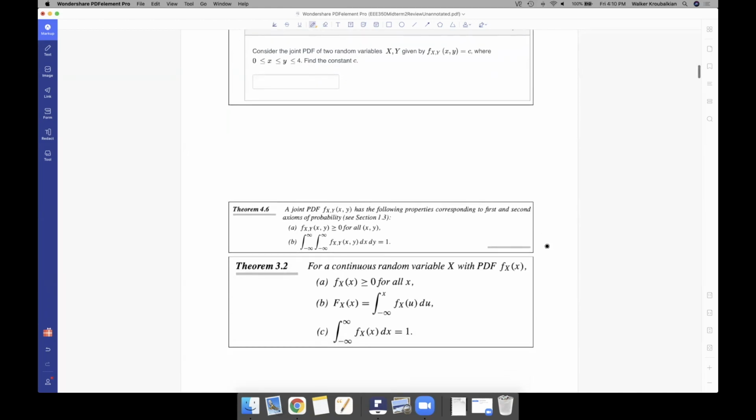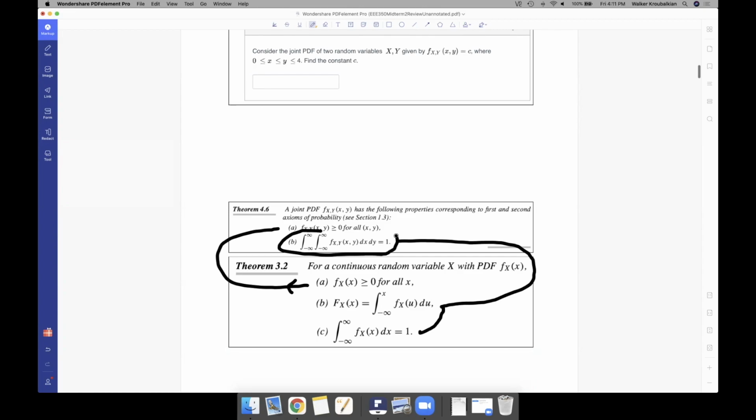And here I have some properties of the joint PDF. And we can notice that they're pretty similar to the properties for the singular random variable PDF, right? For the singular random variable PDF, we had that it had to be greater than or equal to 0. This just comes from the axiom of probability that says that any probability is non-negative. And the second property, which is what we're going to need for this problem, is that the integral over all possible values of the random variable of the PDF has to be 1. And this just comes from the axiom of probability that says that the probability of the sample space is 1. So we're going to be using this property for this problem, the integral of all possible values of our joint random variable has to be 1.